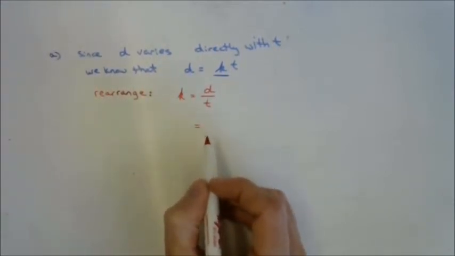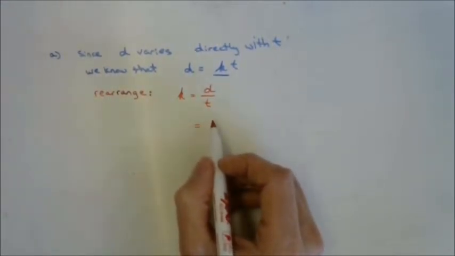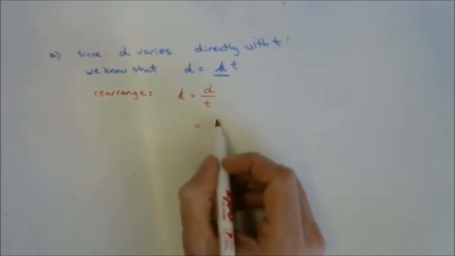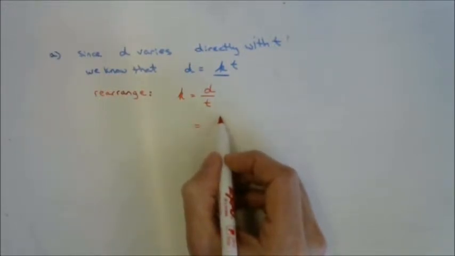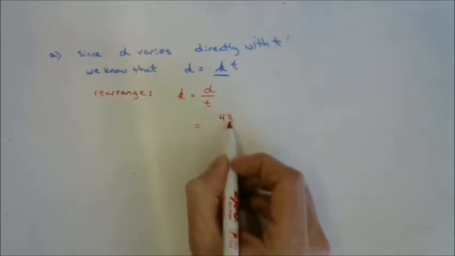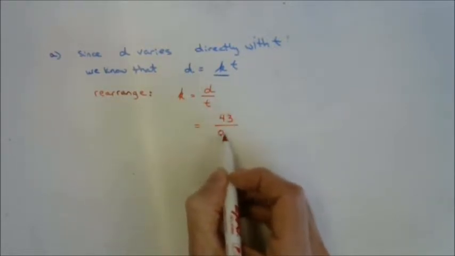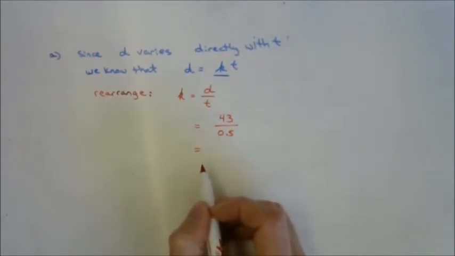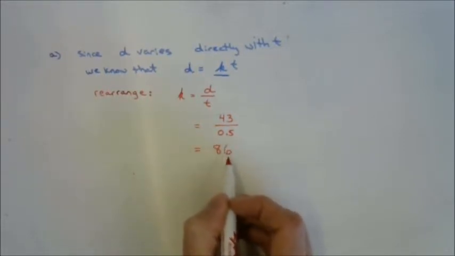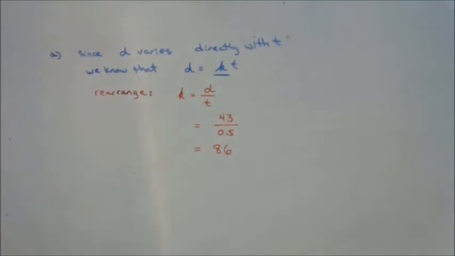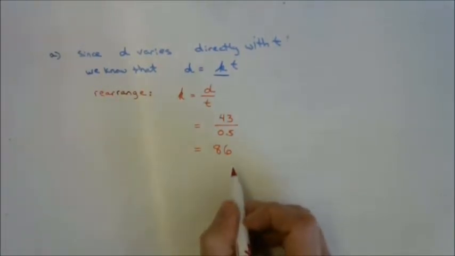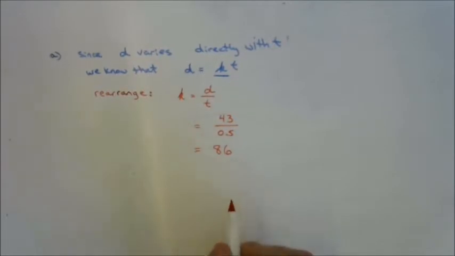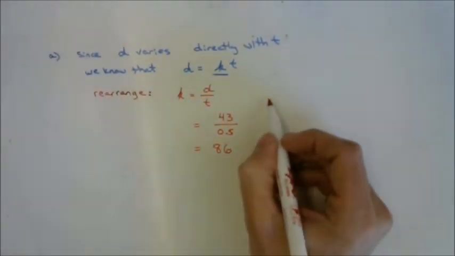Now, we know that D is... What is D? It tells us the value. It's the distance. 43. And the time? 0.5. You have your calculators out. 43 divided by 0.5. You're just timesing it by 2. It's 86. Definitely 86.